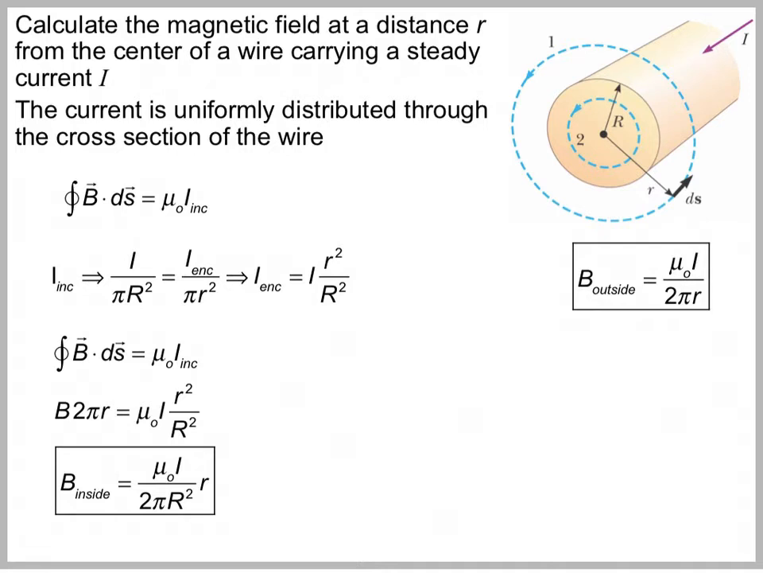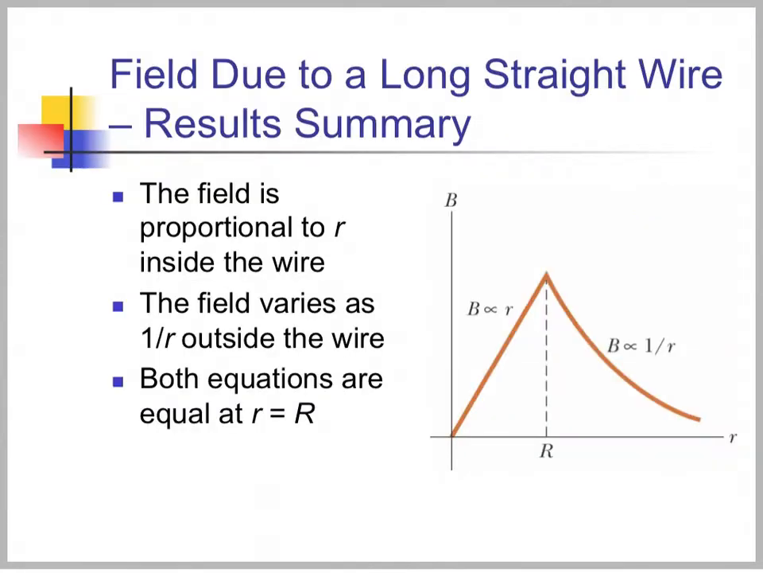So the magnetic field is going to increase linearly on the inside, and it's going to decrease like 1 over r on the outside. If I were to graph this, we'd see exactly that. B is proportional to r on the inside of the long straight wire, and then it goes down as 1 over r outside. Both equations are equal at little r equals big R.